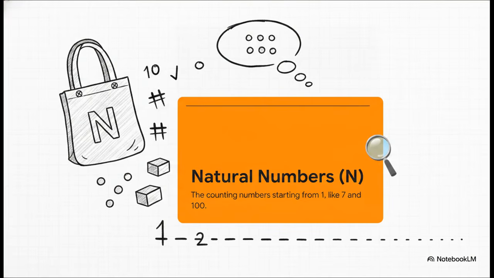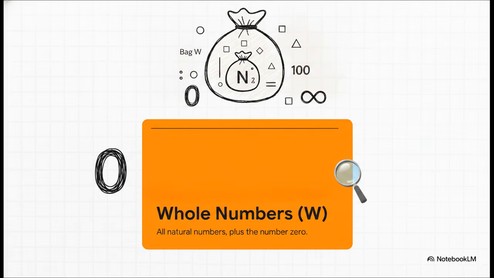Okay, we start with bag N, the natural numbers. These are your everyday simple counting numbers starting right from 1. We're talking 7, 10, 100, you name it. Basically, if you can physically count objects in a room with it, it goes straight into bag N. It's the most basic, foundational collection of numbers we have. Now, let's expand that a bit. To get our next category, bag W, the whole numbers, we literally just add one single item, 0. Yep, the ancient concept of 0 gets its very own expansion bag.